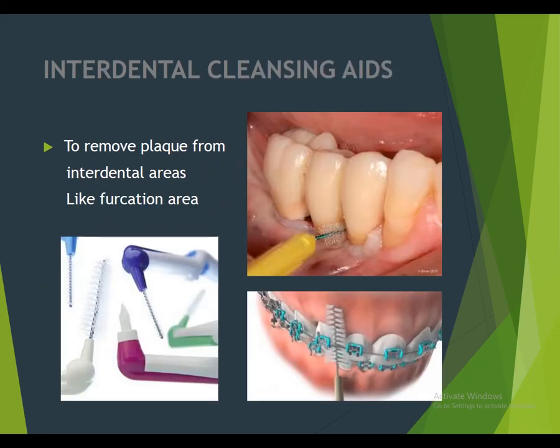Next is interdental cleansing aid. Interdental cleansing brushes are used to remove plaque from interdental areas like furcation areas, grade 2 or 3 furcation area, which is difficult to access by using a normal toothbrush. In the picture you can see micro brush which is used to clean the furcation area and braces.